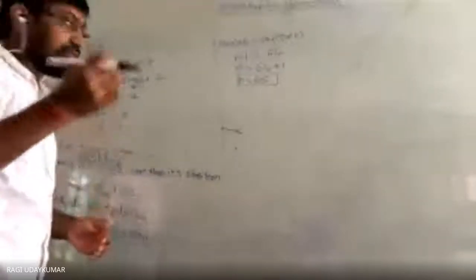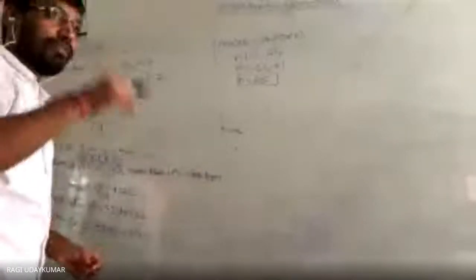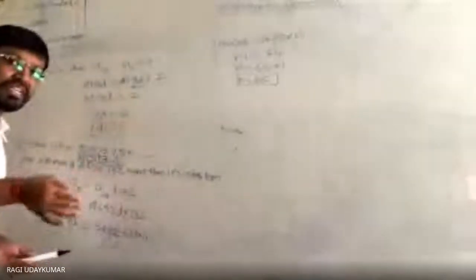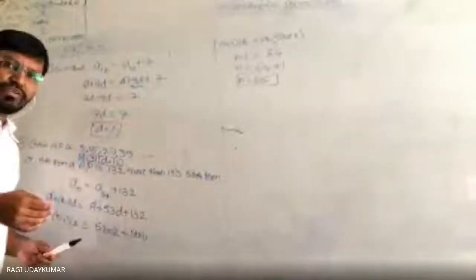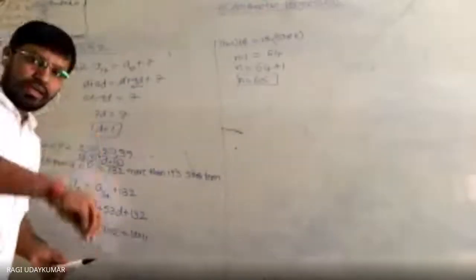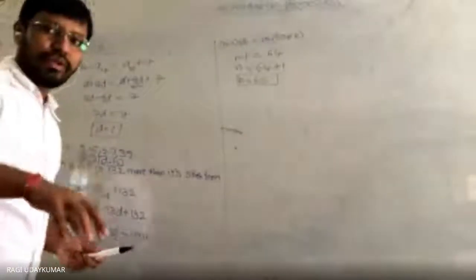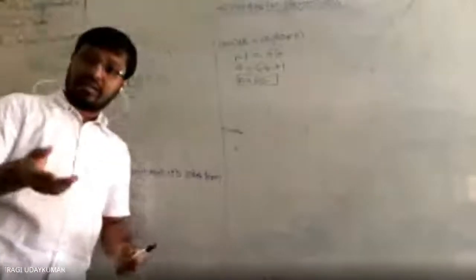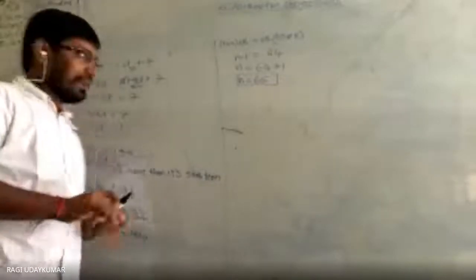Therefore, the 66th term is 132 more than the 54th term. Here we are not finding the 54th term directly. If you want, you can find the 54th term directly. After finding the 54th term, add 132. Then you will get one number. That number you consider as the nth term, and from that you find the n value. That is also okay, you can do it. But here we are doing it directly.